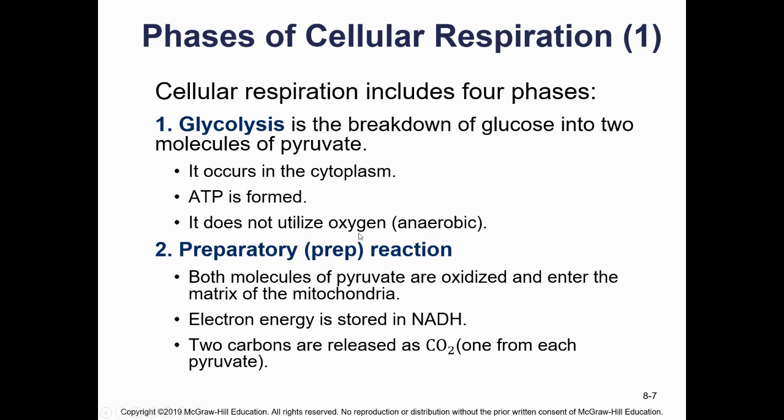So we get a little bit of energy from this. We don't use any oxygen for this process. So this is an anaerobic process that gets us started. We'll use our oxygen later.